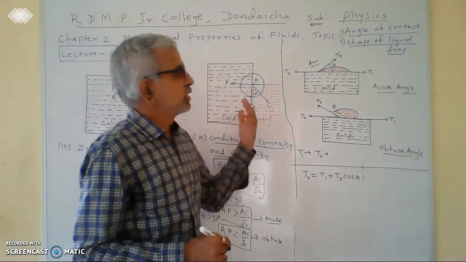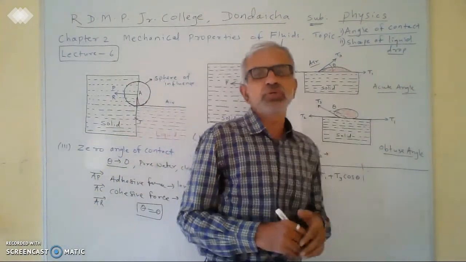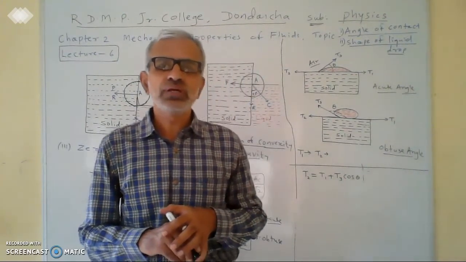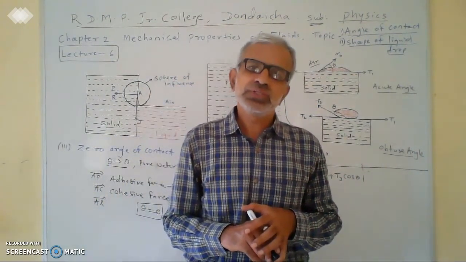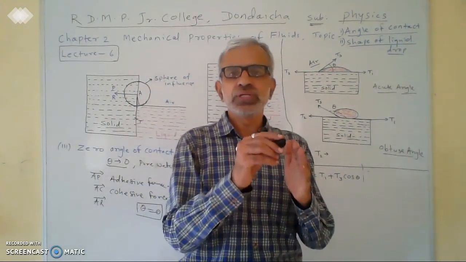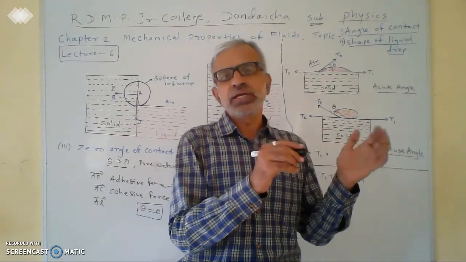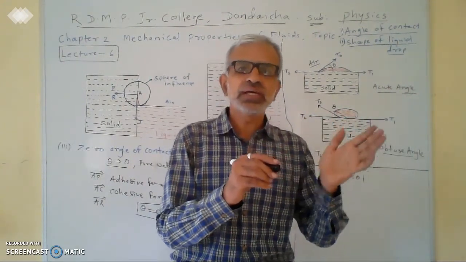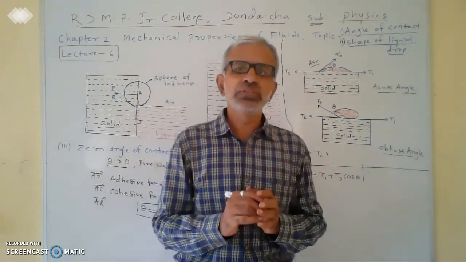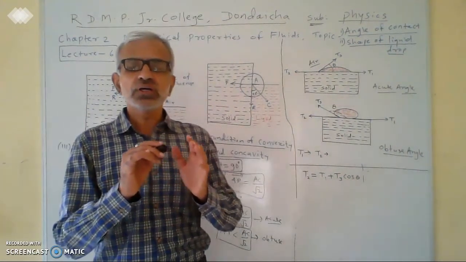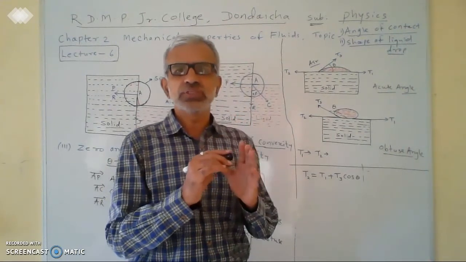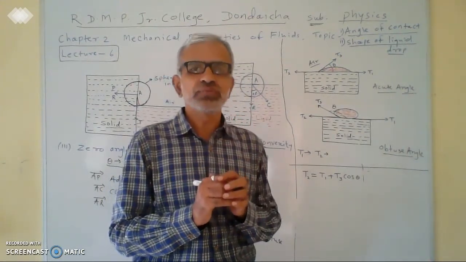Now we see another topic, which is the shape of the liquid drop. The shape of the liquid drop will depend upon the surface tension between the liquid and solid, between solid and air, and between liquid and air. So it will depend upon these factors, and for that purpose we consider a drop of the liquid on the solid surface.